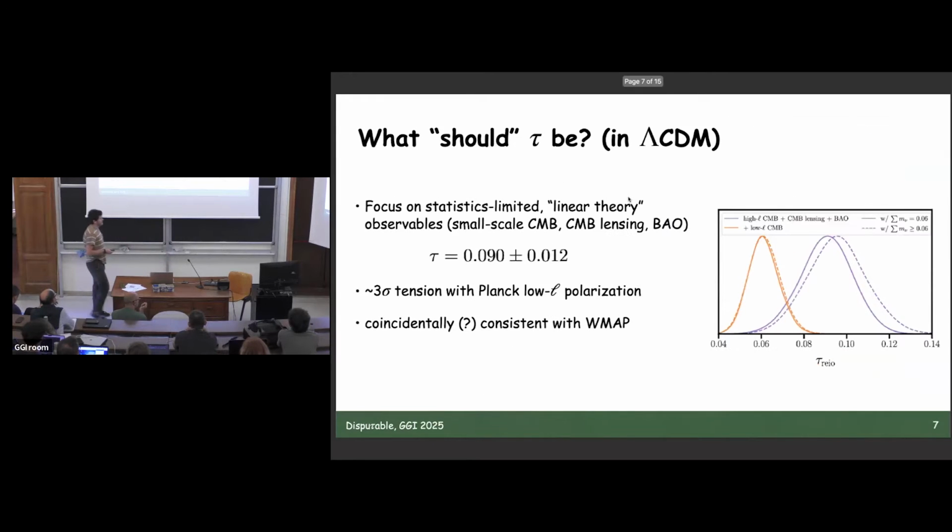Okay. So one question that you could ask is what should tau be, at least within lambda CDM, using data that is statistics limited rather than systematics limited. And so here the data that we're including is, again, the small scale CMB, where by small, it's not actually that small, it's L greater than 30, CMB lensing, and then also BAO data.